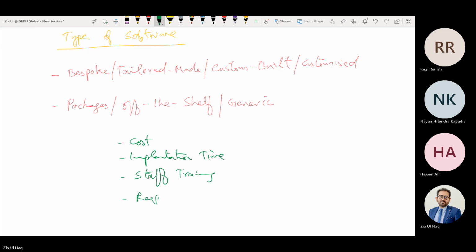Requirement. Bespoke will be covering all the requirements of the business because it is designed specifically for your business. You have provided your requirements, these things we want. But packages might not be covering all your business requirements because they are designed generally. Might be your business operations are too complex and this system is not used everywhere.